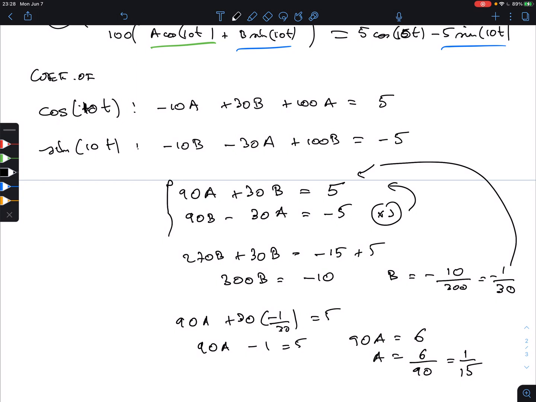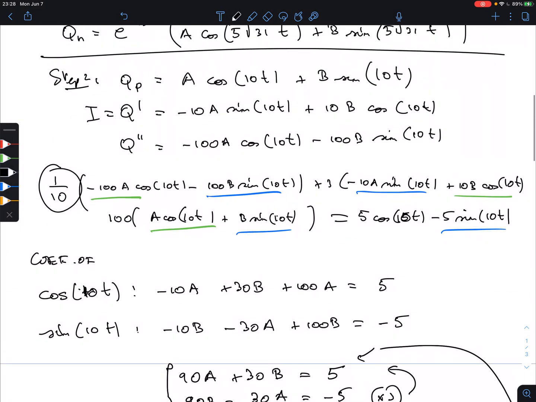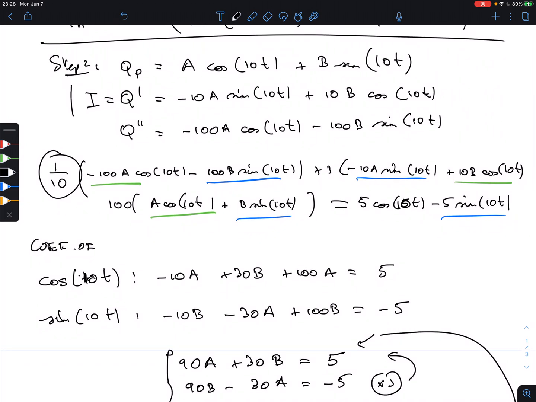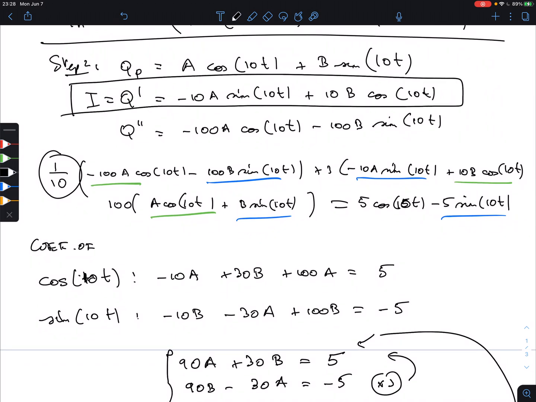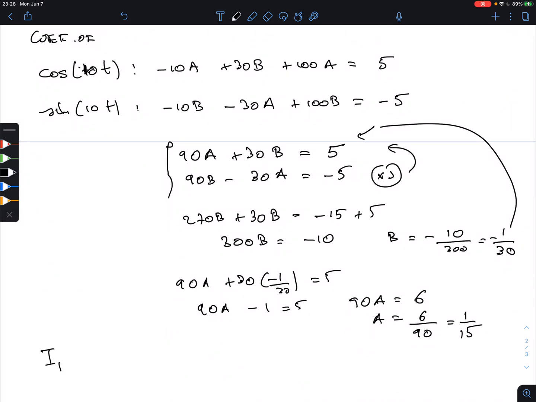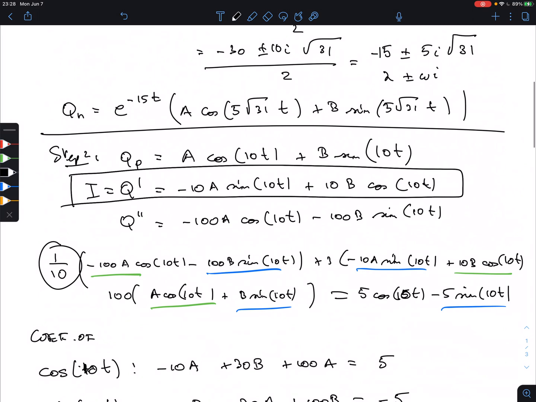Okay, let me quickly check that these are the right numbers, that I don't make a silly mistake again, which I am prone to do so often. Oh, okay, but right, sorry. Yes, I should be putting this in here, right? Because they ask us what is the particular solution for the current. So it's not Q that we want, but the derivative. So we should plug in the values of A and B in this.